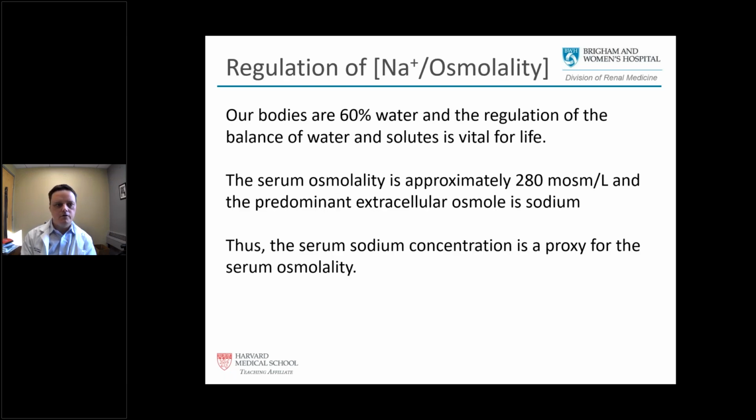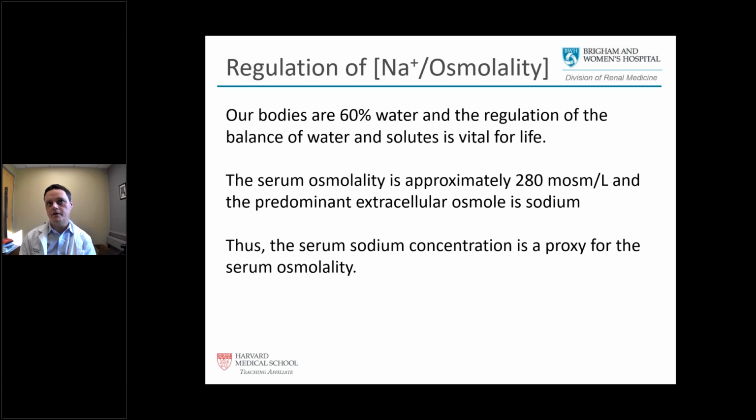Okay, so I'm going to talk a little bit about the physiology now and discuss the regulation of sodium and osmolality. Our bodies are about 60% water, and the regulation of the balance of water and solutes is vital for life. Our serum osmolality is roughly 280 under normal circumstances, and the predominant extracellular osmole is sodium. Therefore, the serum sodium concentration is a proxy for the serum osmolality.